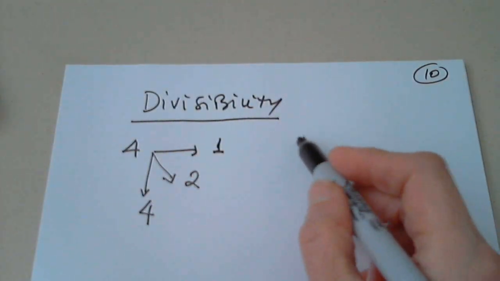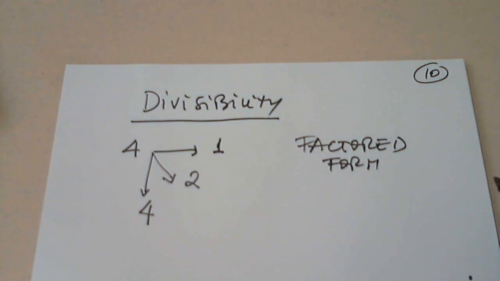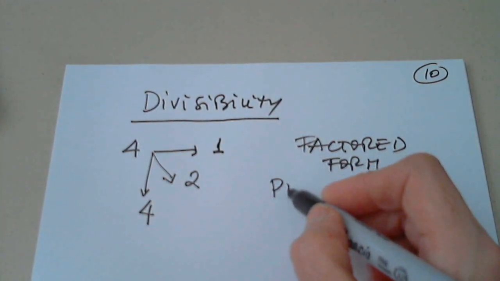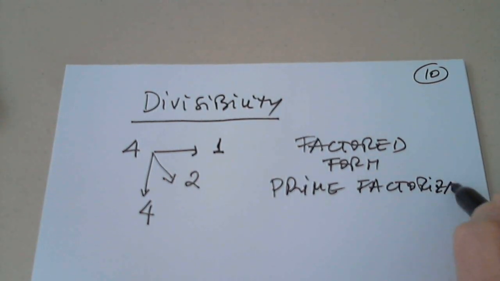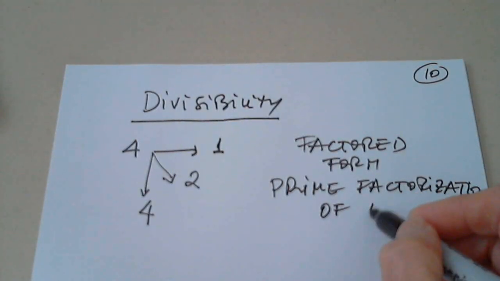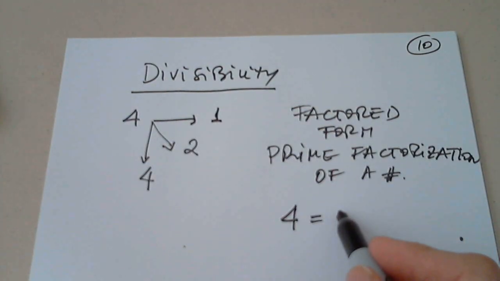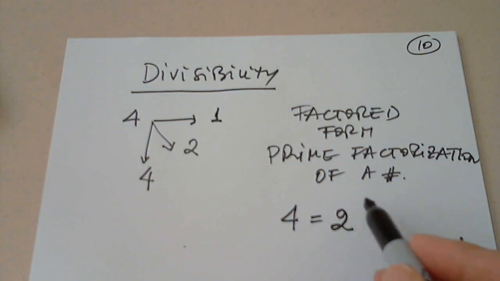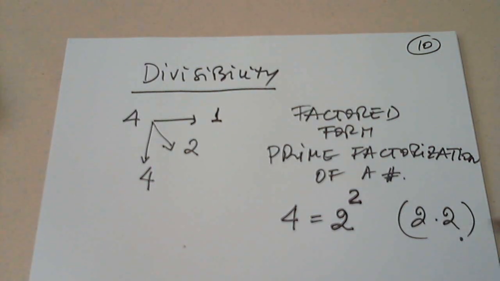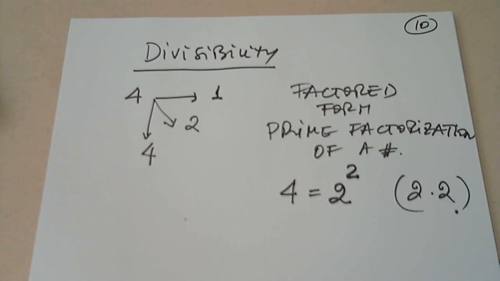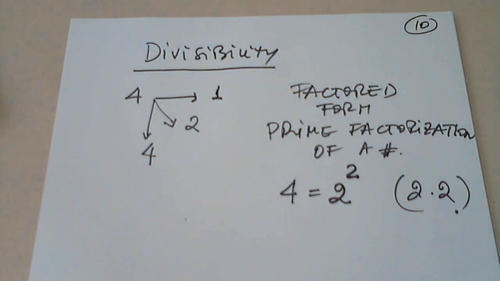What if I want to write the factored form using prime numbers? It's called prime factorization of a number. How will I write 4? I will write 4 as equals 2 times 2, or 2 to the second power. So 2 times 2. This is what I meant. So 4 is divisible by 1, 2, and 4.